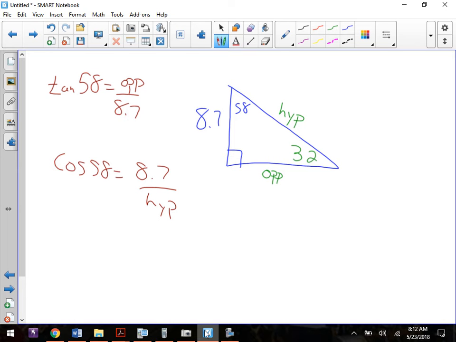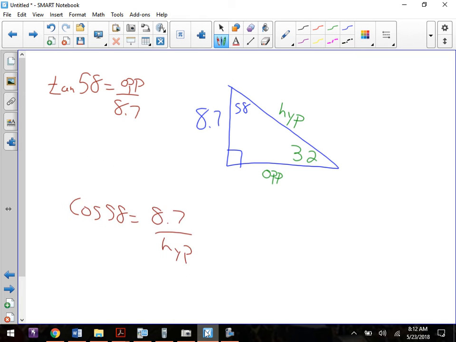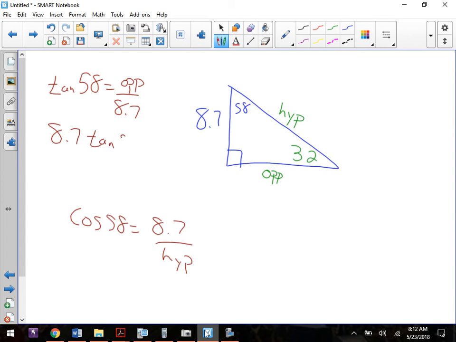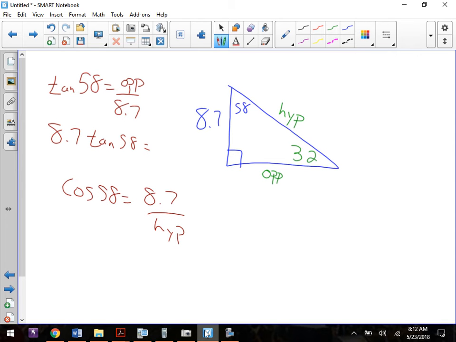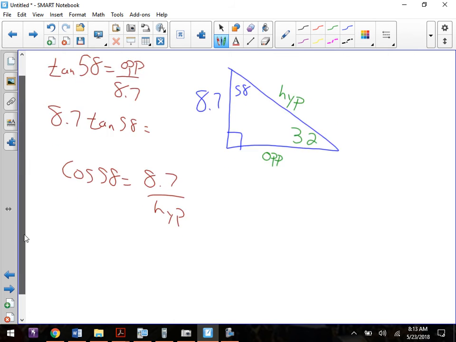Oh, absolutely. So I want to solve for my opposite here, just to make sure that we're not making a dumb mistake, because we don't want to do that. So I would do 8.7 times the tangent of 58, and I'd hit enter, and that would give me my opposite. Mackie, I am proud of you for remembering something that I said that was stupid. I know, that's weird. Write that down.